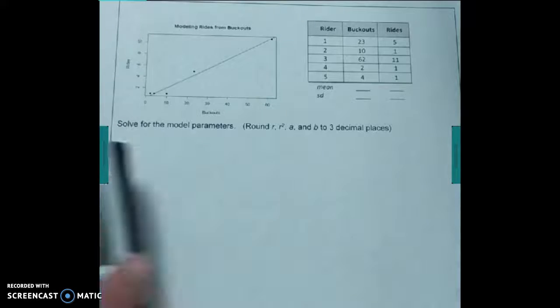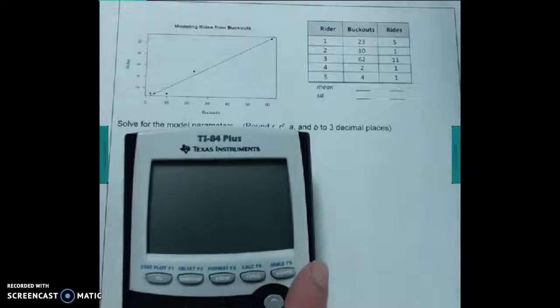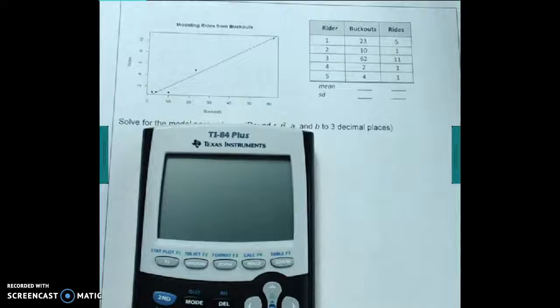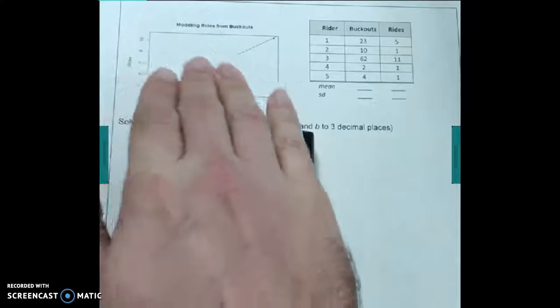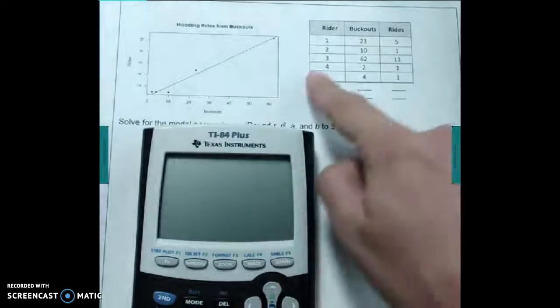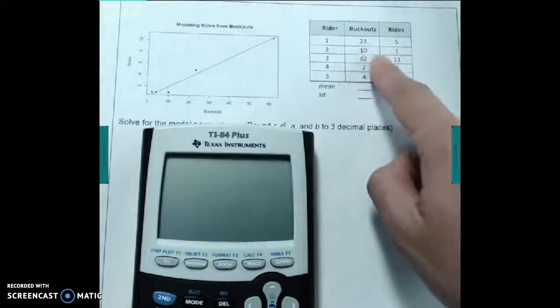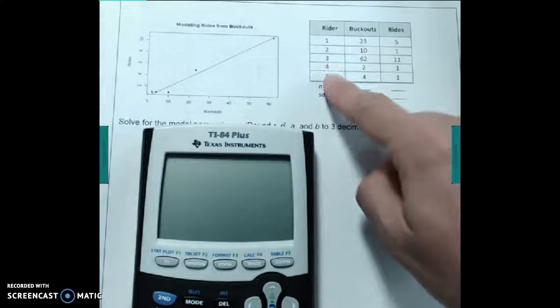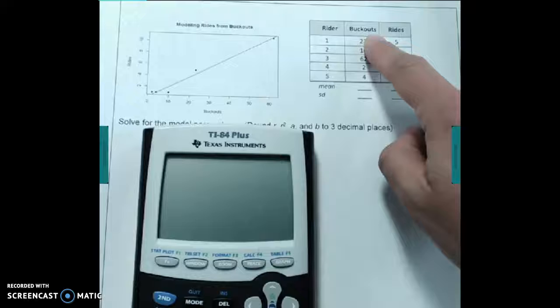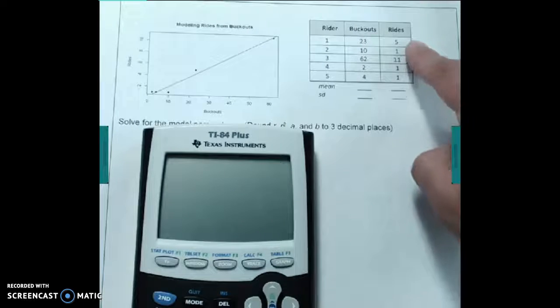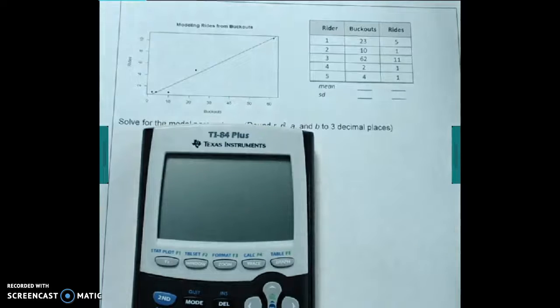So everything I do today is going to be on the TI-84 Plus, and what we have here are a scatterplot with a line going through it and a table with some data. In this table, from the bull rider data, we've got 5 riders, number of buck outs, which is the number of times a rider and bull left the chute, and the number of rides, which is the number of times the rider remained on the bull for the full 8 seconds, which is what they're trying to do at the rodeo.